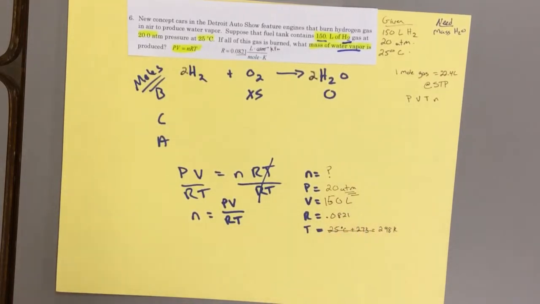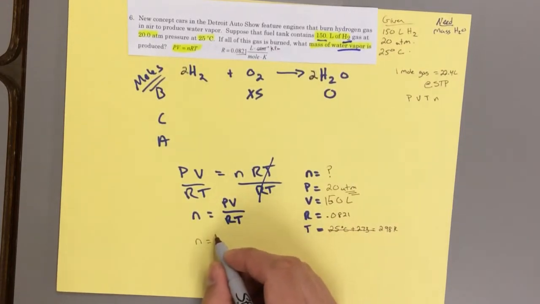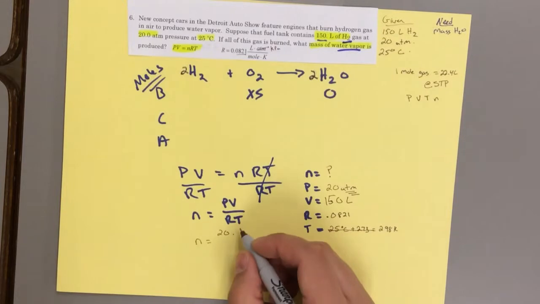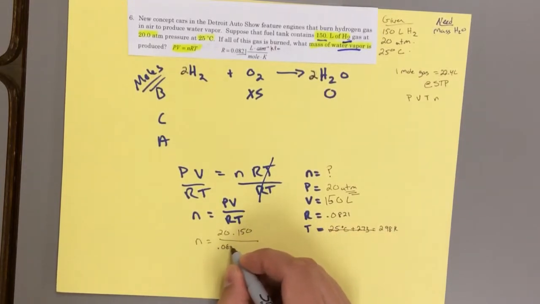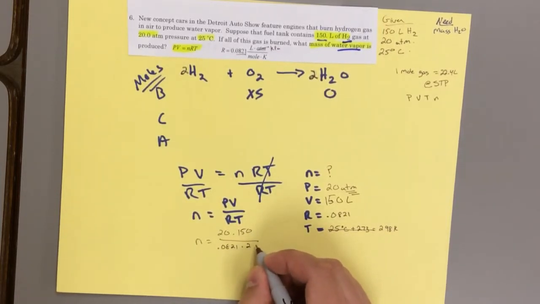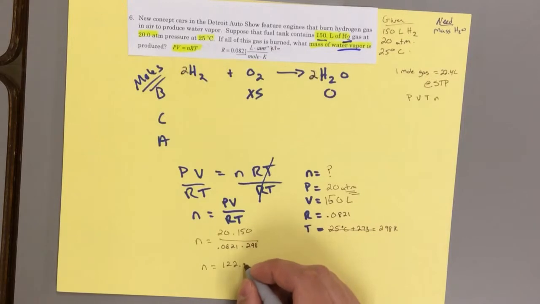If we plug all these numbers in here, we end up with n equals our pressure, which is 20, times our volume, which is 150, divided by our ideal gas constant, 0.0821, multiplied by our temperature, which is 298. If you go ahead and solve for this right now, you should get an n value, or a number of moles value, somewhere in the neighborhood of 122.6.